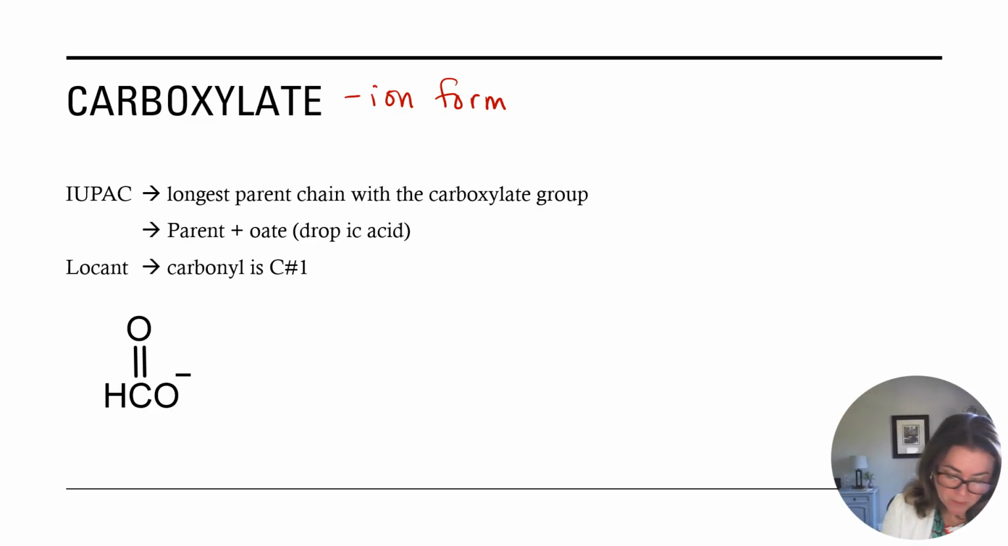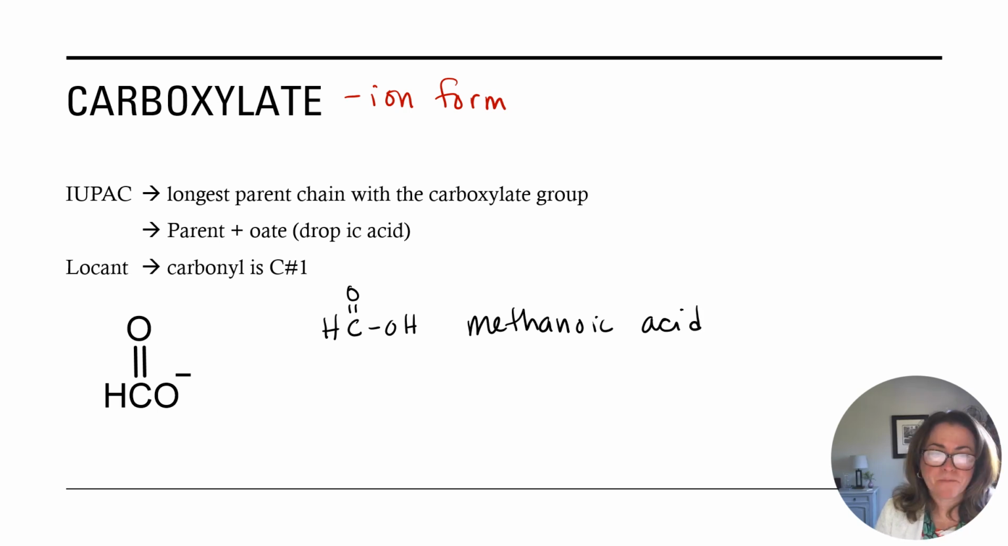So if you remember, the first one that we named, HCOOH, we said this was methanoic acid. When it becomes an ion, we are dropping the ic acid, and we are now going to replace this with oate: methanoate.